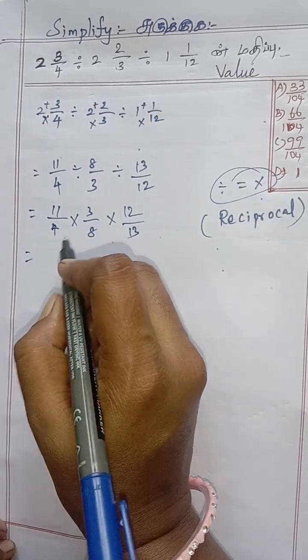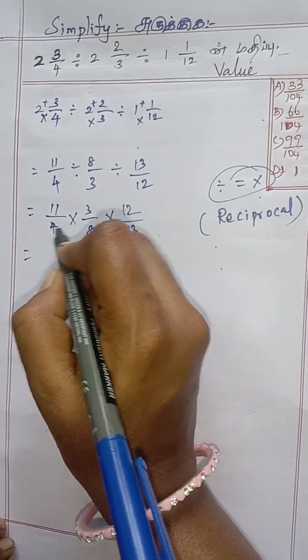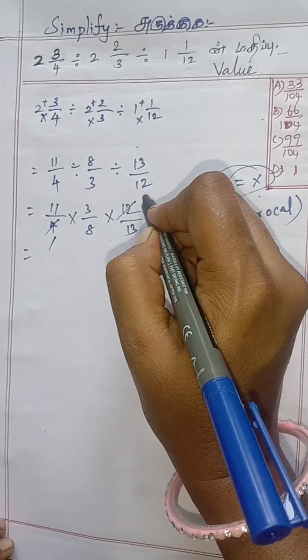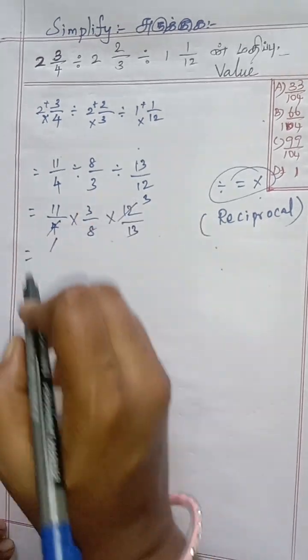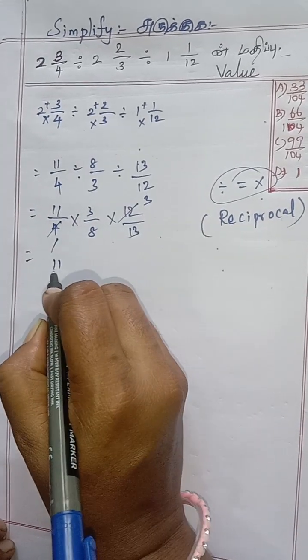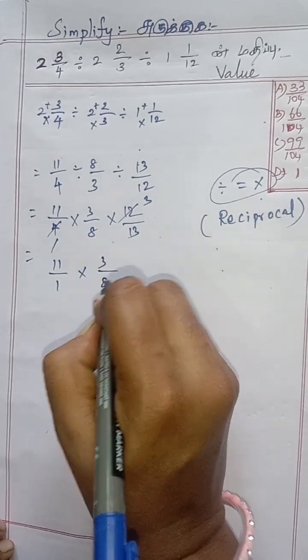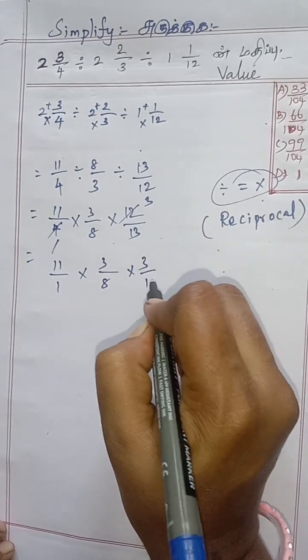Now let us simplify. If the into symbol is coming, we can simplify. 1 4 is 4, 3 4s are 12. The remaining numbers we are going to multiply. 11 by 1 into 3 by 8 into 3 by 13.